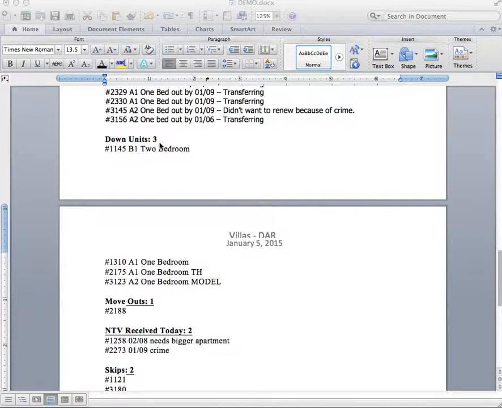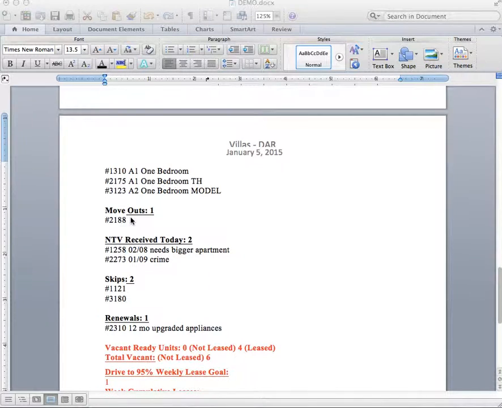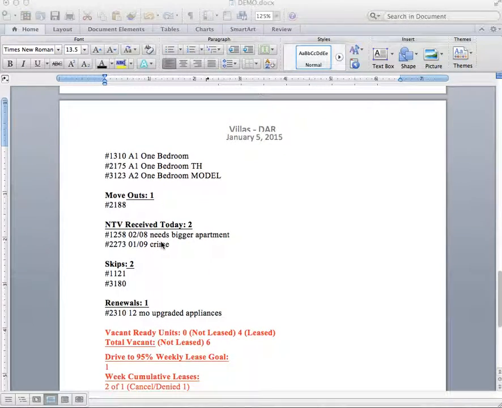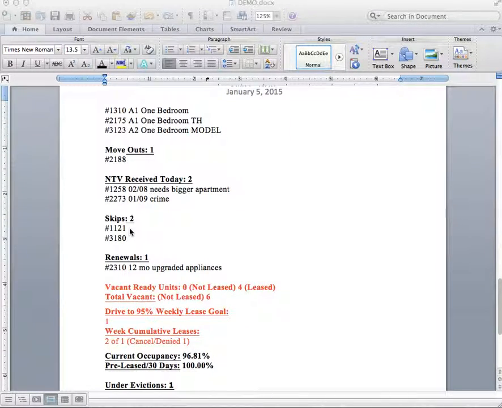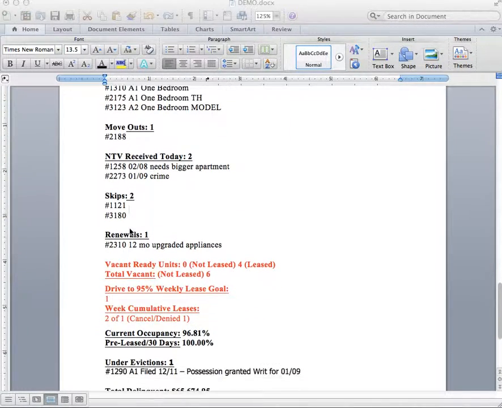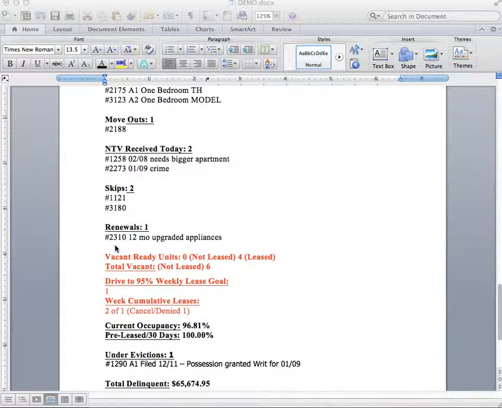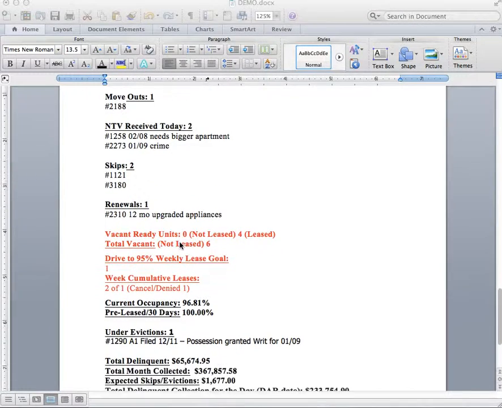We have 3 down units at this property. We have 3 downed apartment buildings and a 4th, which is the model. We had 1 move out on January 5th, and we received 2 more NTVs, as well as 2 skips, which are never a great thing. But we did get 1 renewal. We renewed unit 2310, and we renewed them for 12 months, and we upgraded their appliances.